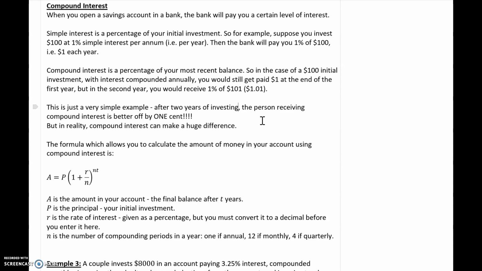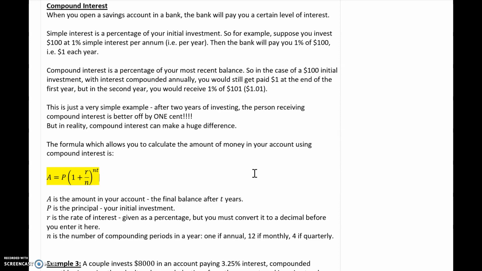So the formula which allows you to calculate the amount of money in your account using compound interest is written there. A equals P. Let me just highlight that for you. That's a formula. You have to know that formula. Okay, you have to know that formula. A equals P times (1 plus r over n) to the power of nt. Now, we haven't talked about what any of those things are, so that's coming up next.